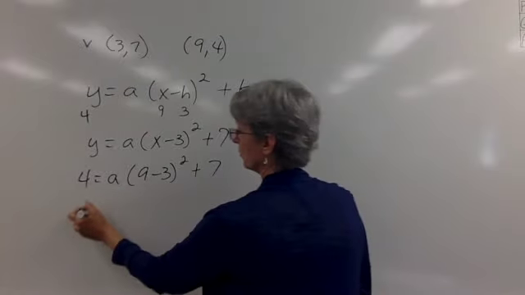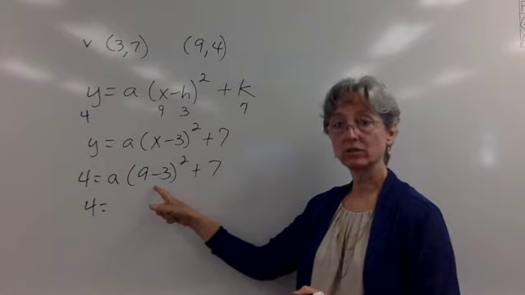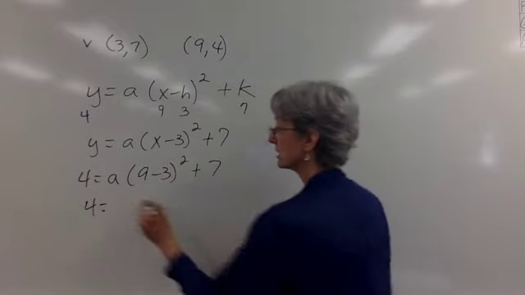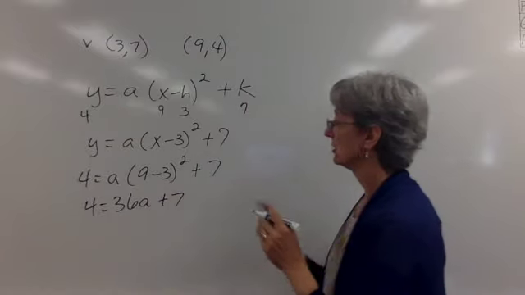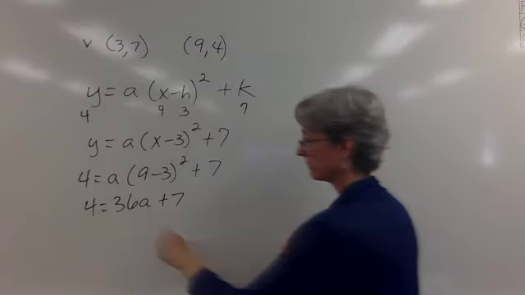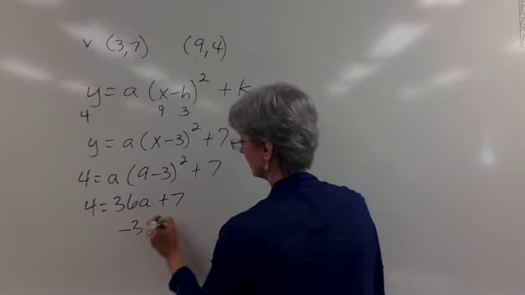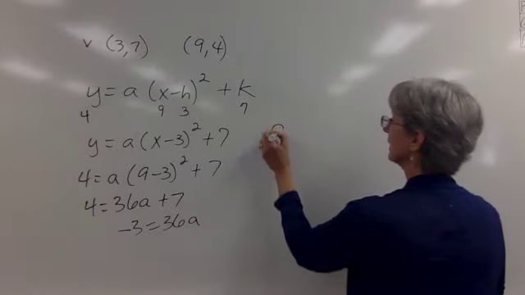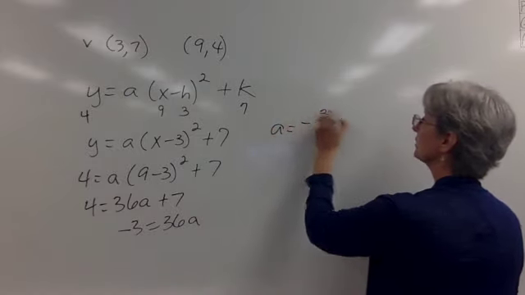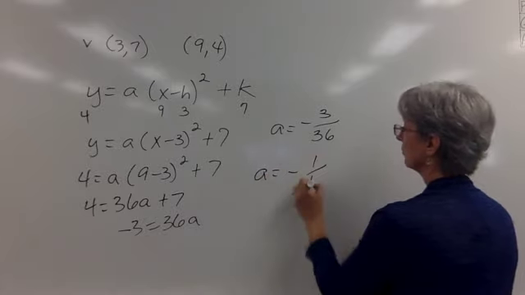So 4 equals 9 minus 3 is 6, and 6 squared is 36, right? So this is 36A plus 7. So if I subtract 7 from both sides, I get negative 3 equals 36A. And when I divide by 36, I get A equals negative 3 over 36, or A is negative 1/12.